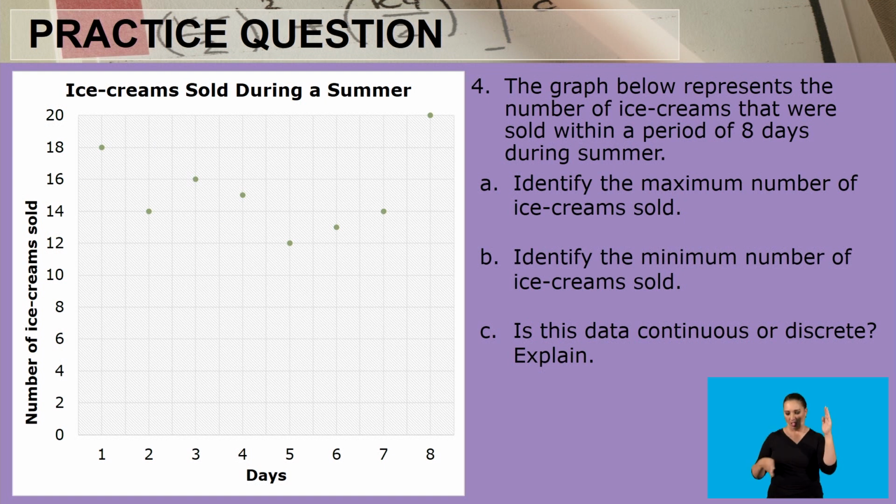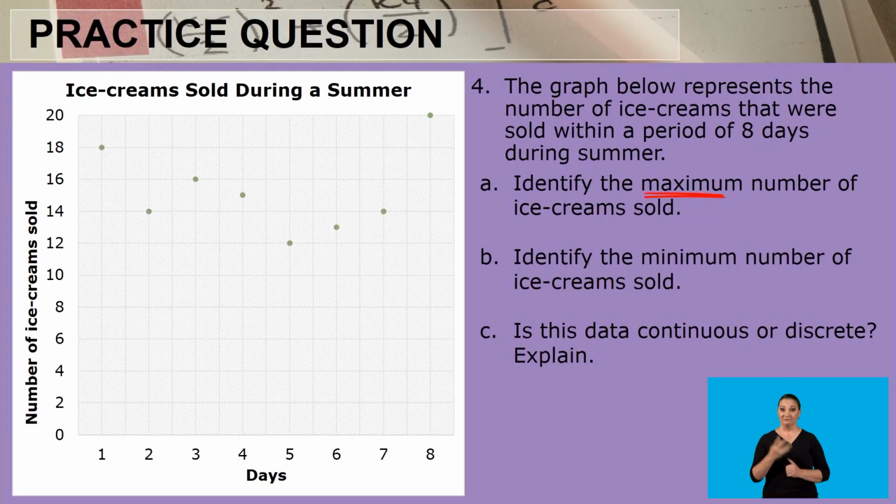Let's look at our questions there. It says identify the maximum number of ice cream sold. Now remember, maximum refers to the highest, so we are going to look for the day with the highest number of ice creams sold. Can you identify the maximum number of ice creams sold? Yes, it is indeed 20 ice creams that were sold there, and those were sold on the 8th day, or day number 8.